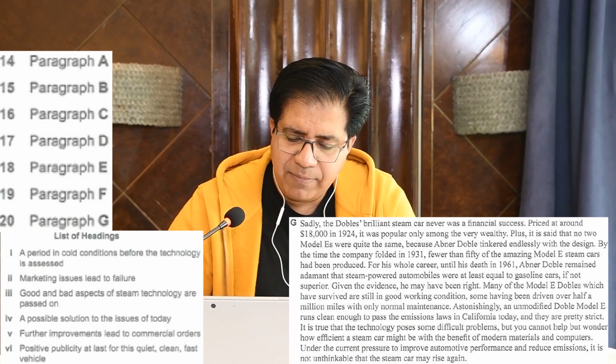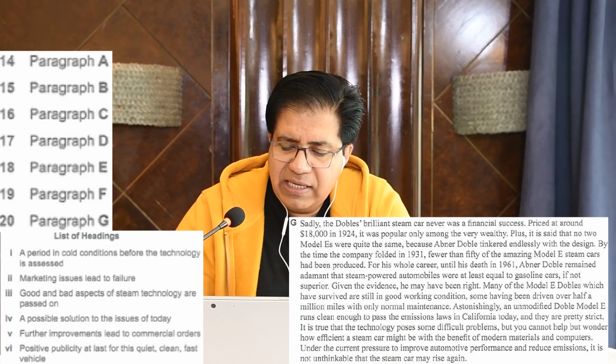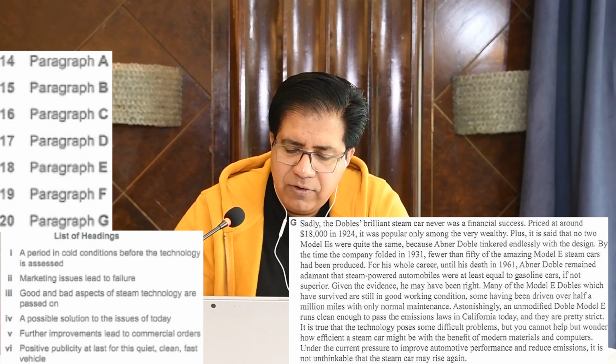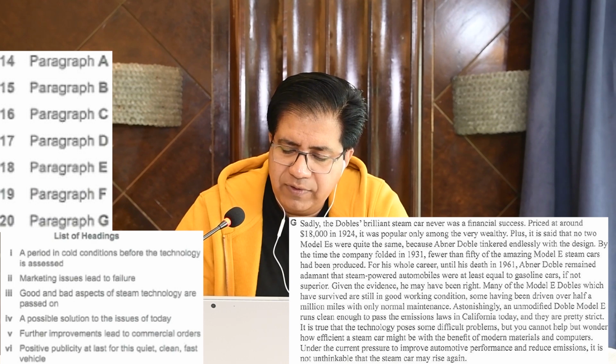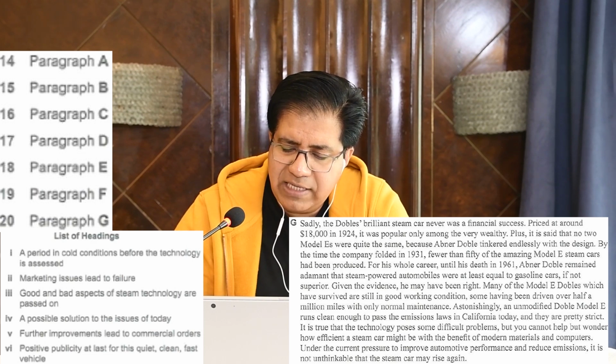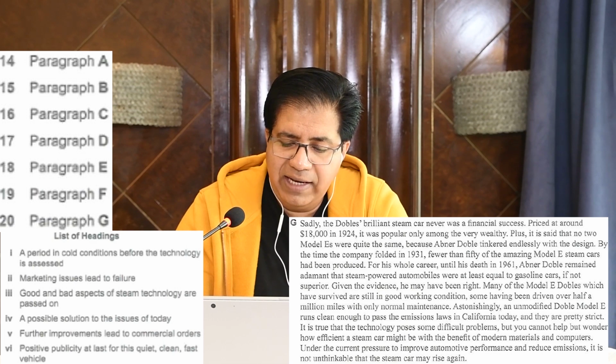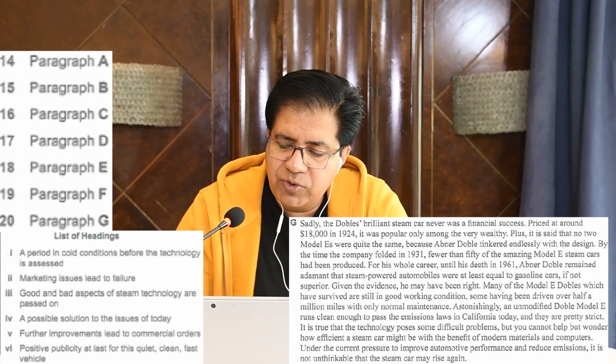Okay, now please come to the middle of paragraph G. Given the evidence, he may have been right. Many of the Model E Dobles which have survived are still in good working condition, some having been driven over 500,000 miles with only normal maintenance. Astonishingly, an unmodified Doble Model E runs clean enough to pass the emission laws in California today. Now anything which is related to today.